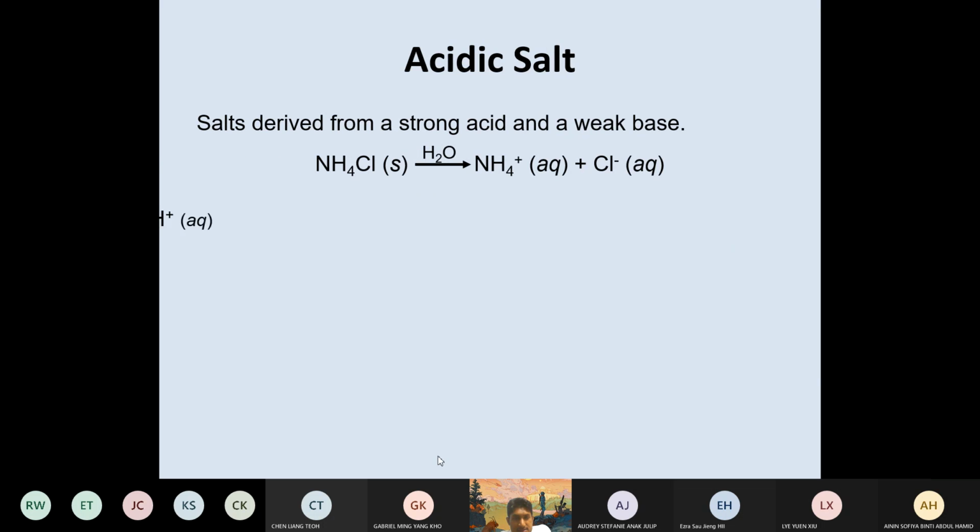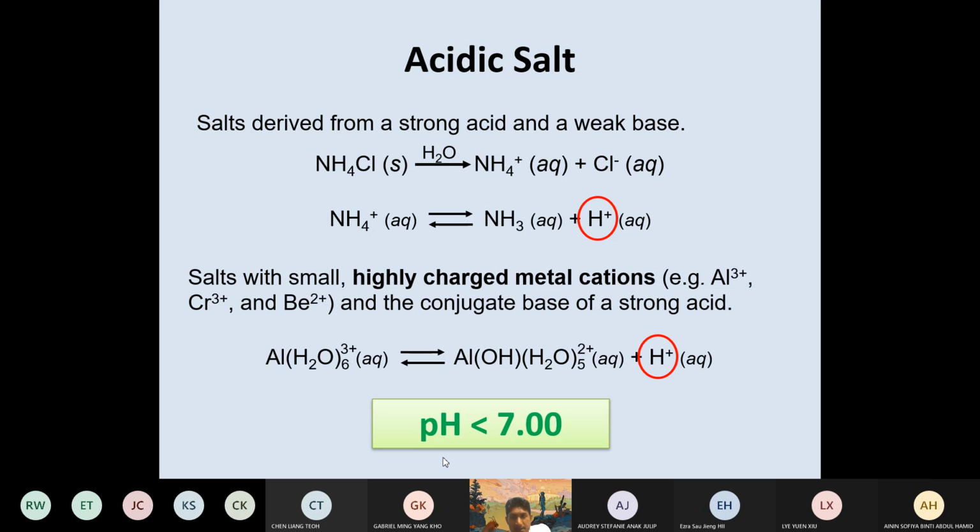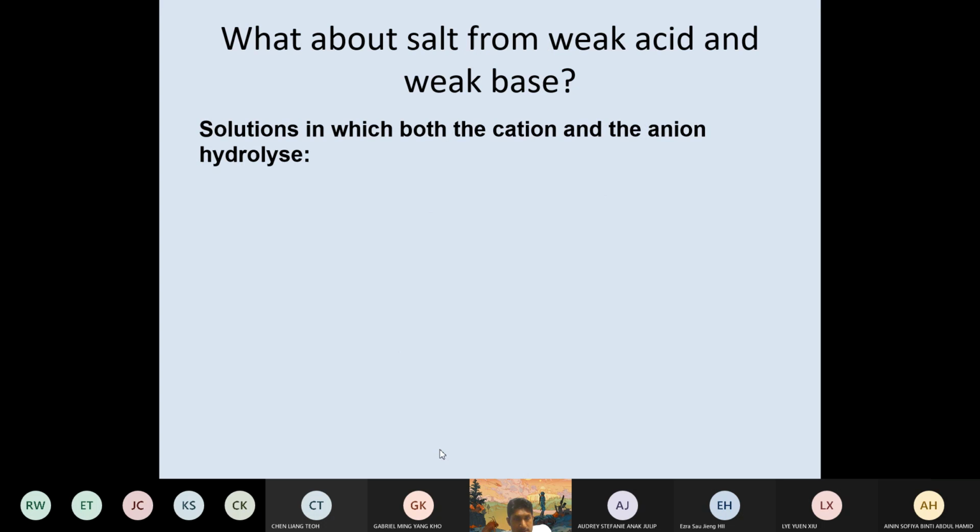Acidic salt, it will become just the opposite way, coming from a strong acid as well. So it will be the acidic salt because of this hydrogen ion. Too much hydrogen ion is being produced from dissociation of this type of salts.